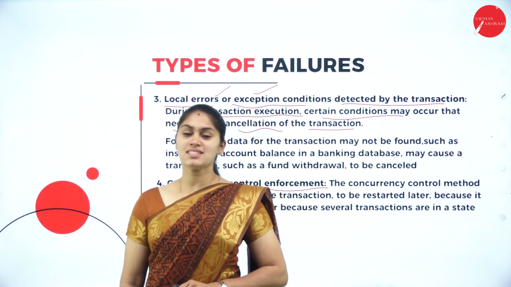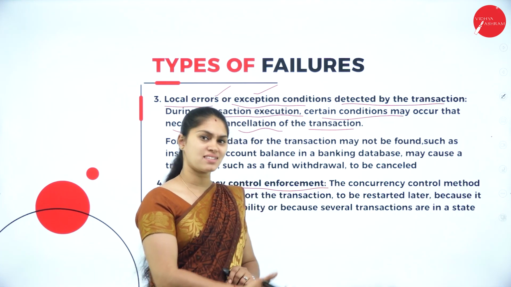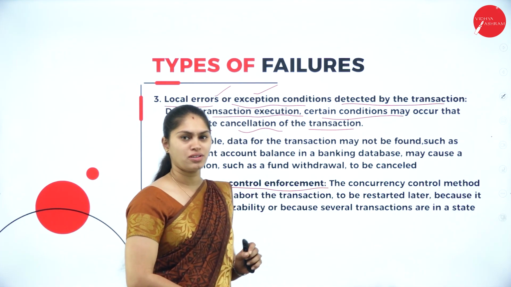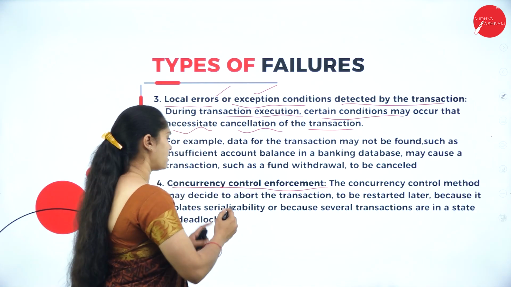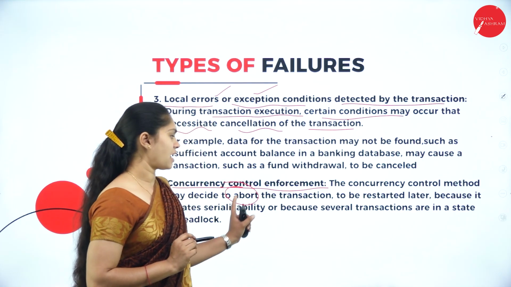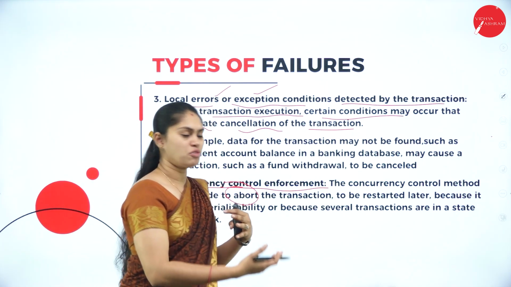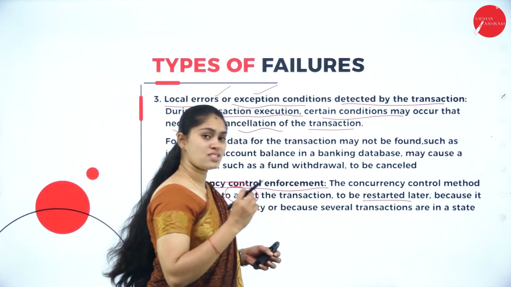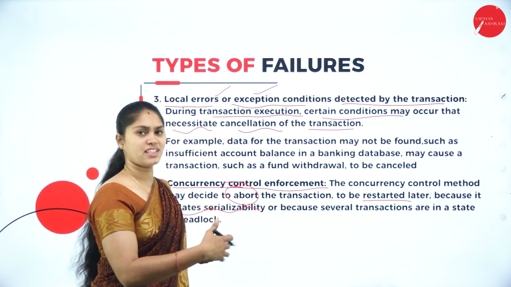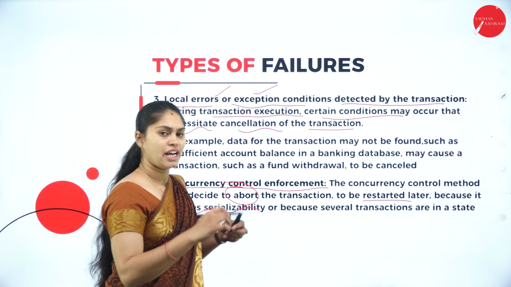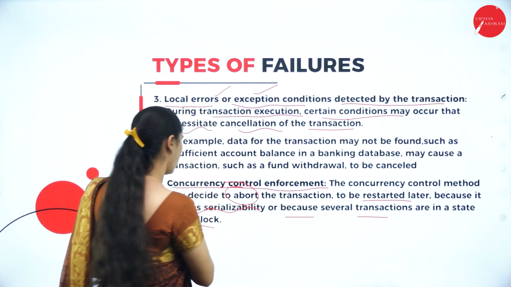Whenever we are having concurrency control, more than one transaction is taking place in the same database, which is going to be accessed by n number of users at the same time. So at this time, the abort of the transaction has to take place. Why? Because we have to restart it later for certain reasons. So whenever they are violating serializability, if it is not taking place one by one, if all are getting rushed together, or because several transactions are in the state of deadlock.